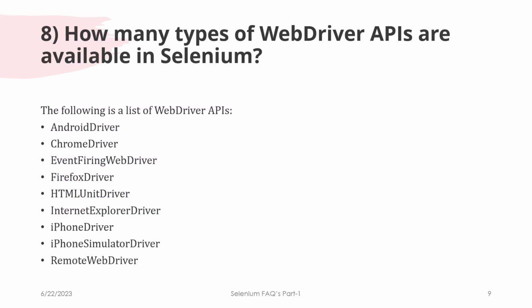How many types of WebDriver APIs are available in Selenium? There are different types of WebDriver APIs. These are some of them: Android driver, Chrome driver, event firing WebDriver, Firefox driver, HTML unit driver, Internet Explorer driver, iPhone simulator driver, remote WebDriver. So these are the different types of WebDriver APIs. These days, people are asking these questions also in interviews.